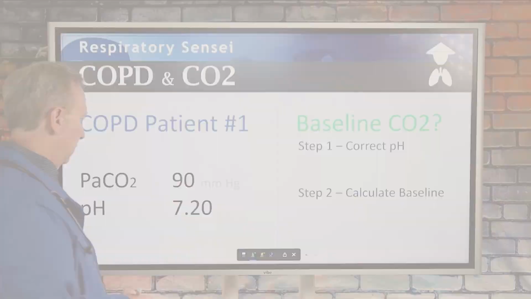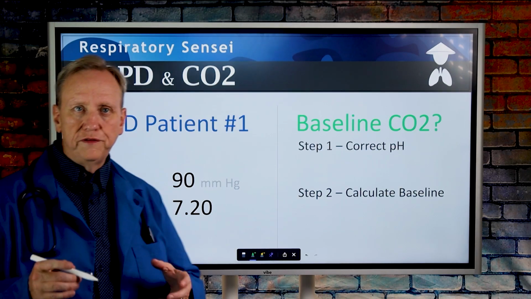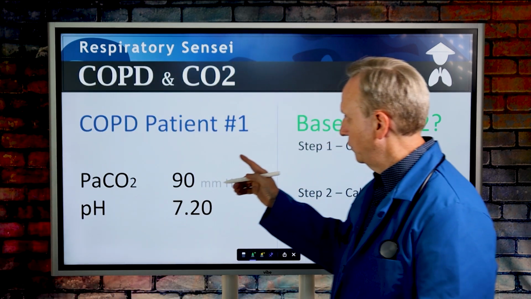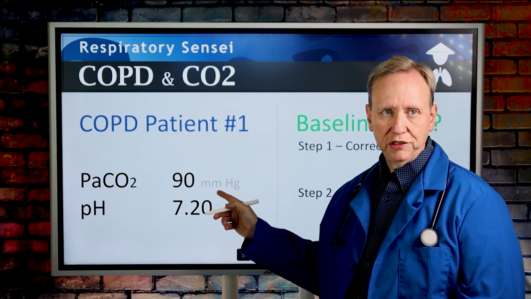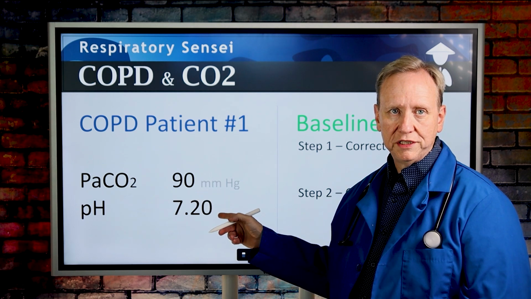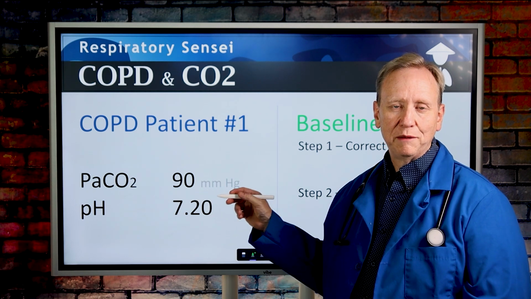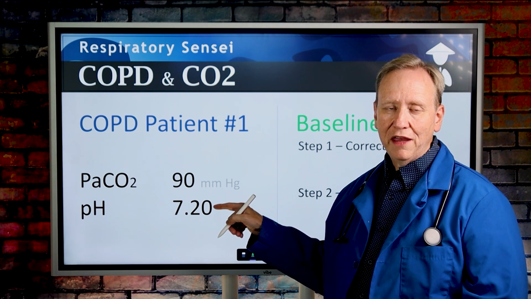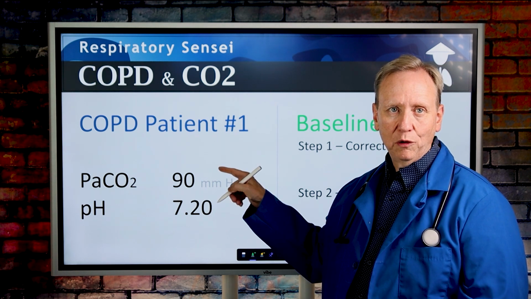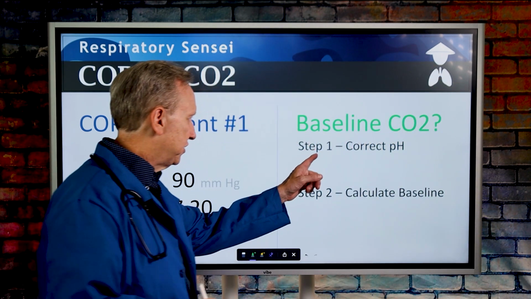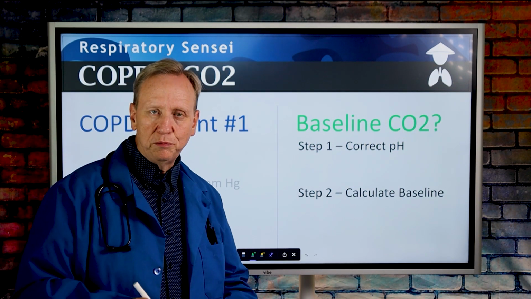Okay, so let's continue. Let's use our newfound knowledge and do some calculations. That's probably the best way to do this. So the first thing we want to look at is we have a COPD patient here, and you'll notice that their CO2 is 90 and their pH is 7.20. Now the trick here is that I'm going to correct the pH in my mind or on paper, and then use that data to figure out what their CO2 normally is. So here's what we're going to do. The first step is just correct the pH on paper.